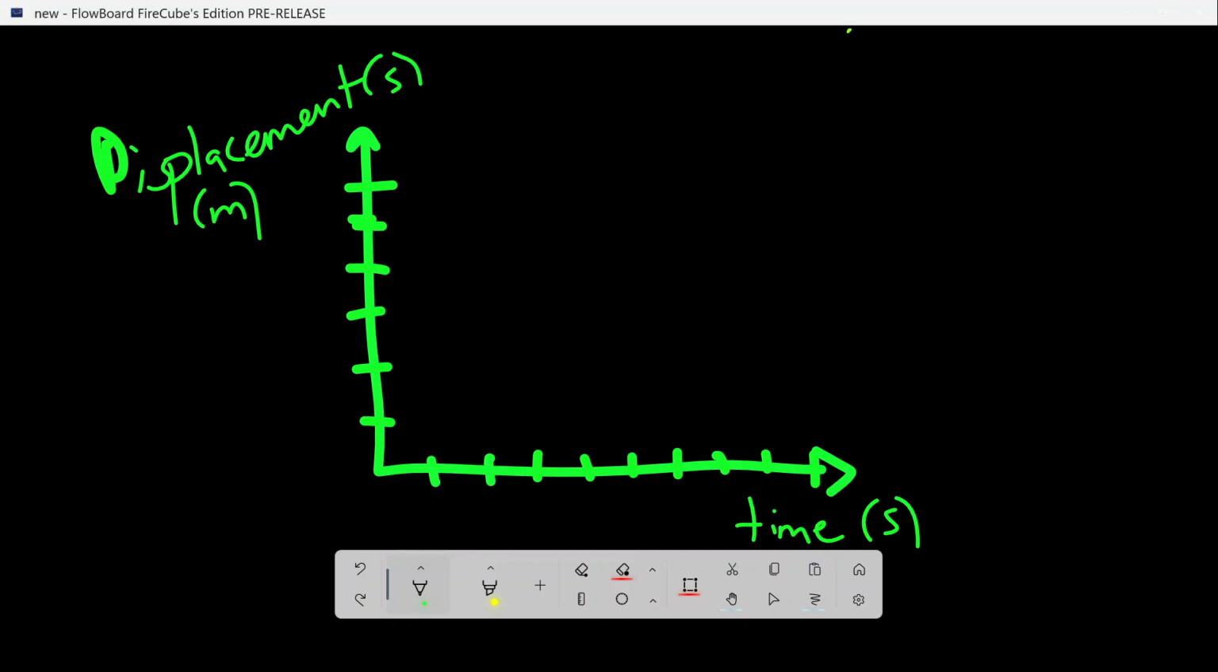Hello. So in this video we have a simple displacement time graph. That's a graph that shows displacement and also shows time. So we're going to look at how we can use them and just a simple introduction to how they work.